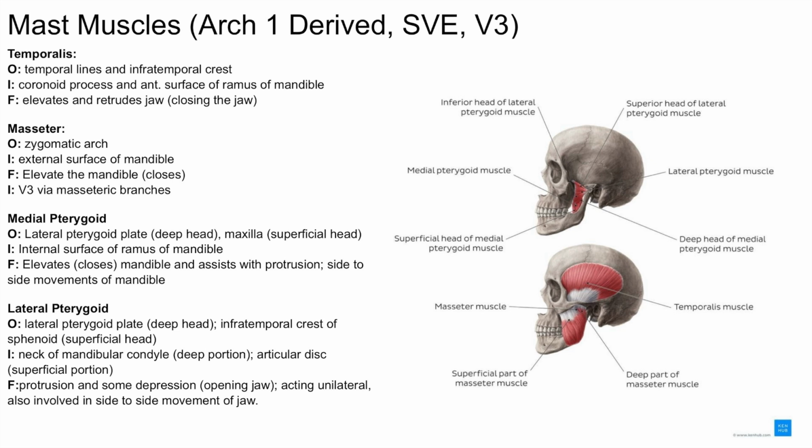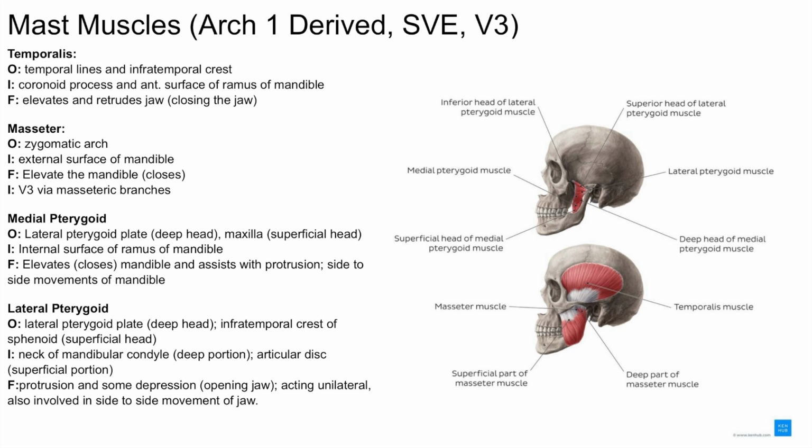The lateral pterygoid is the outlier in terms of function. It originates from the lateral pterygoid plate and infratemporal crest and inserts onto the neck of the mandibular condyle and the articular disc of the TMJ. Instead of closing the jaw, the lateral pterygoid is primarily protruding the mandible and assists in depression, meaning it helps open the jaw. It also contributes to side-to-side movement when acting unilaterally.